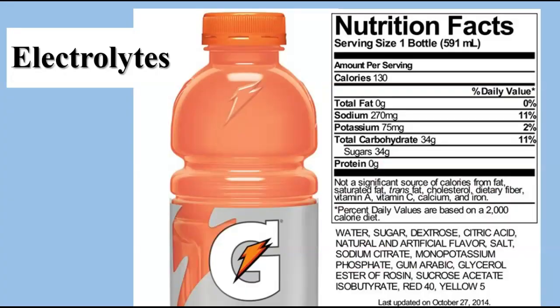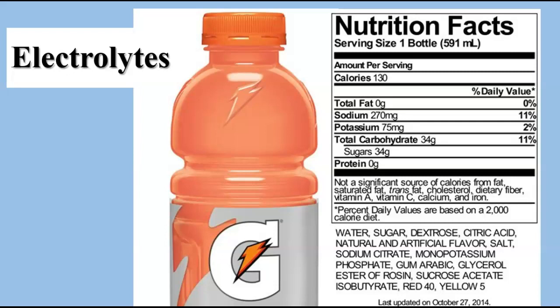Here's a nutrition label for Gatorade. What's the electrolyte in it? Water is covalent, H2O. Sugar, carbon, hydrogen, oxygen, all nonmetals, covalent. Citric acid is a special kind of ionic bond. Salt, ionic. Sodium citrate, that's metal, ionic. Monopotassium phosphate, ionic. So really, Gatorade is electrolytic because it's very salty.